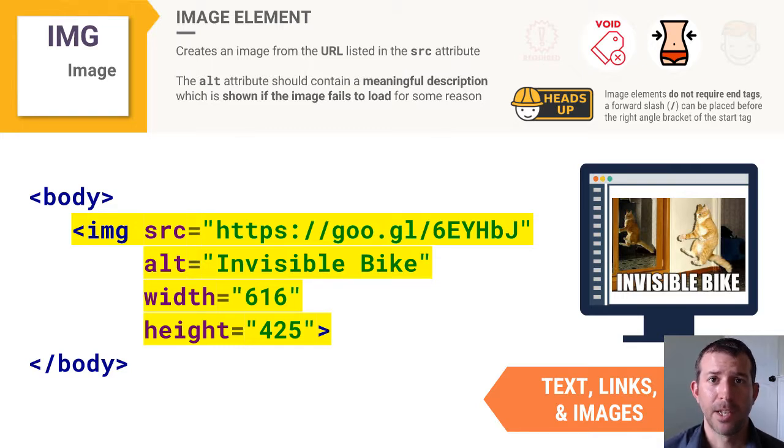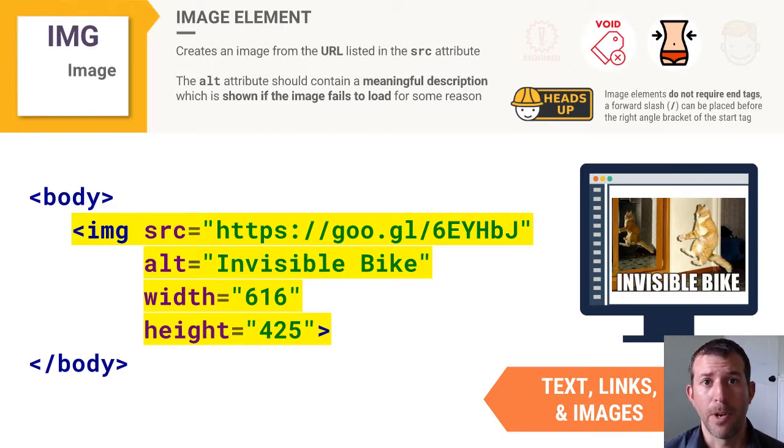One of the most important elements is the image element. You can place an image element on your web page using the IMG tag. You will notice that image elements are what we call void elements. They only have an opening or start tag. Within that start tag are many different attributes, name-value combinations that help refine the element.